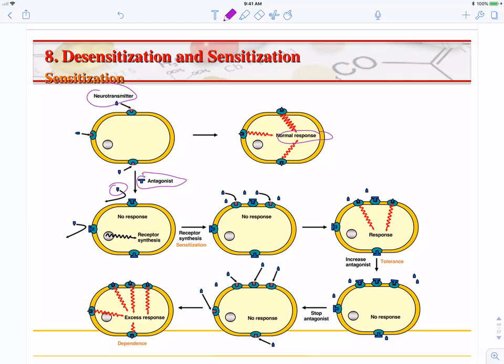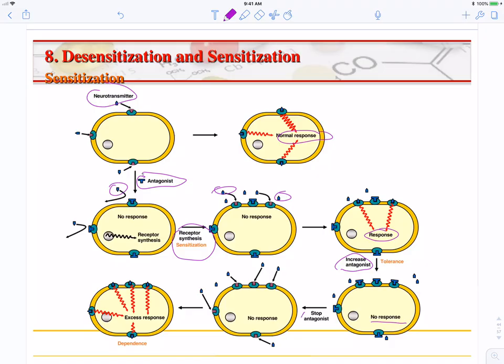So the cell may respond by increasing the synthesis of the receptor so that we have more receptors expressed per membrane unit. And so in that case, the increased concentration of this neurotransmitter can basically outcompete the antagonist. And so we have a response, typically reduced compared to the normal response, but still present. So as we increase the concentration of antagonist, once again we abolish the response, and so we'll need more antagonist to abolish the response completely.